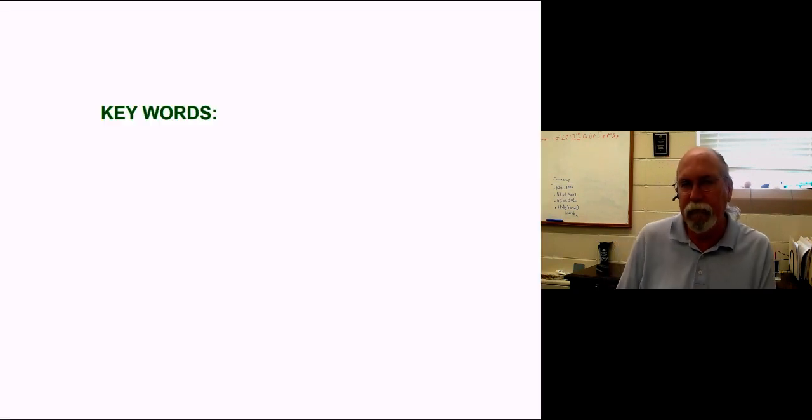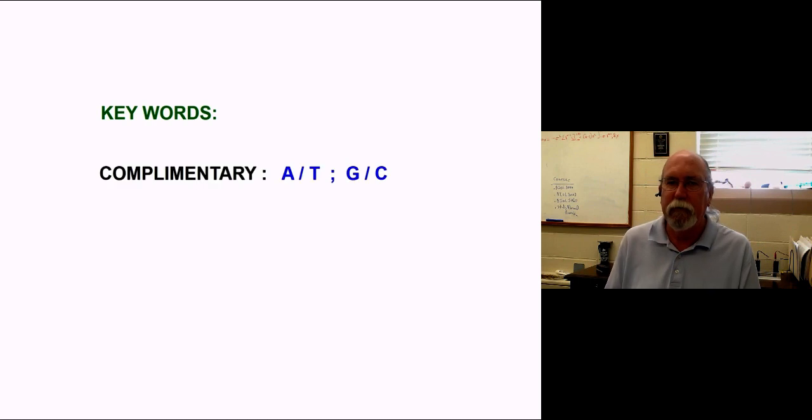First, just a few keywords, just things to remember. Complementarity is important. A to T and G to C. Remember how many bonds are between A and T is 2. G and C is going to be 3. So you need to think about that.